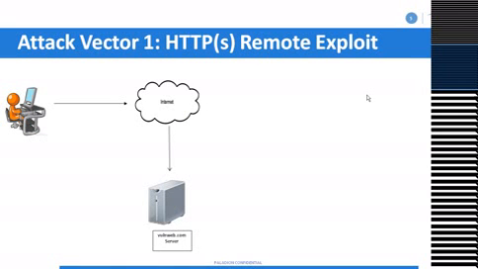So now we have the basic understanding of the ShellShock vulnerability, and we are going to look at some of the attack vectors. The HTTP remote exploit, the HTTP attack vector, we'll be discussing in detail. I'll be showing some of the demo also, and later we'll discuss the SSH and DHCP attack vectors.